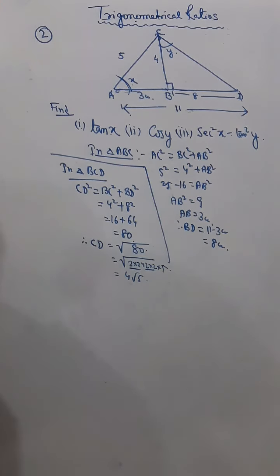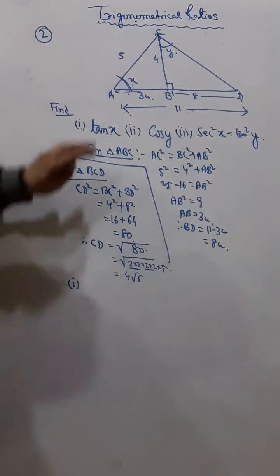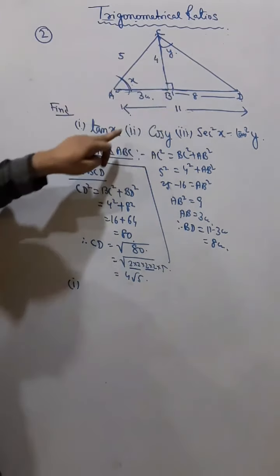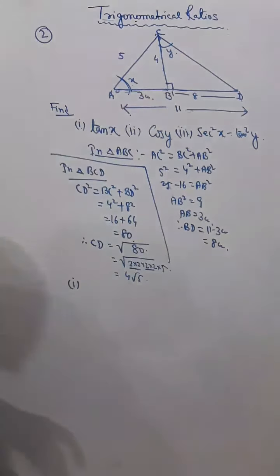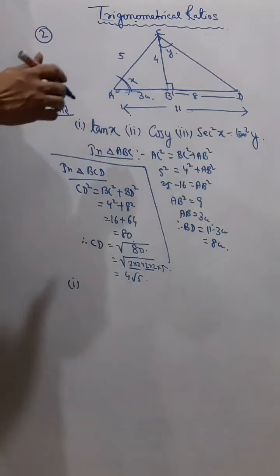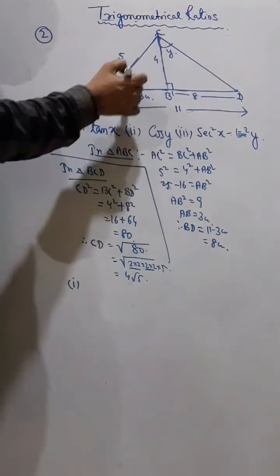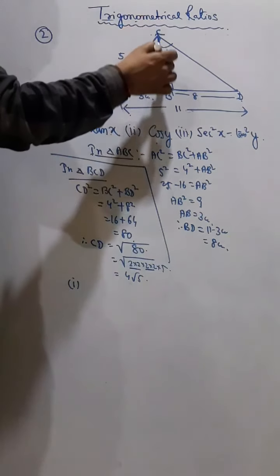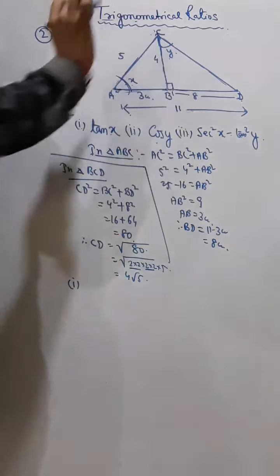Now number 1 they told what? Now when they tell you x, you can see there is x, there is y, somewhere tan x, somewhere cos y, so x and y. So when we are solving x, you should only look at this triangle, because x belongs to this triangle. And when there is y, you should only look at this triangle, because y belongs to here.